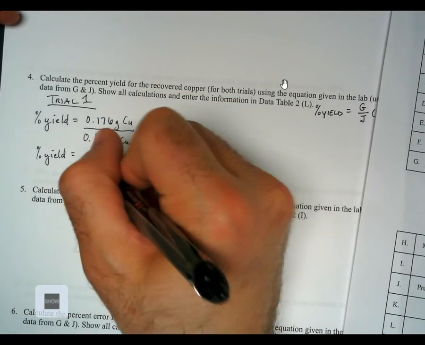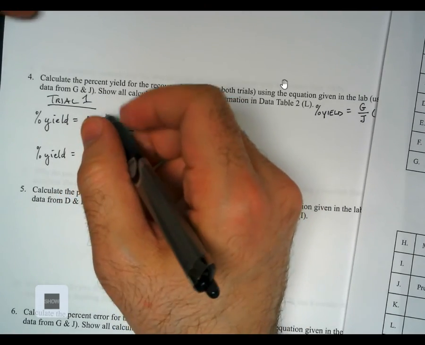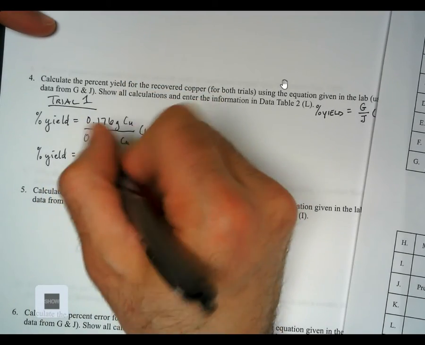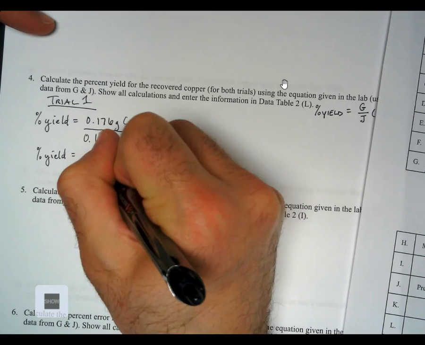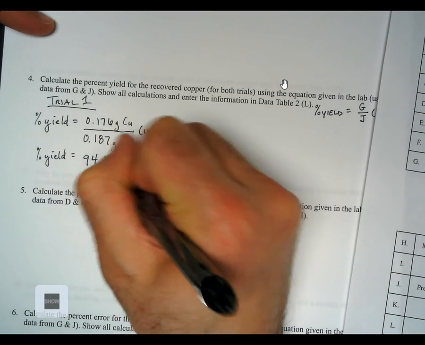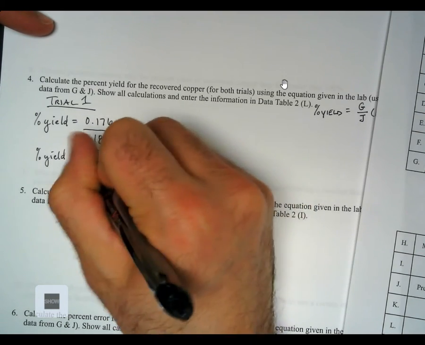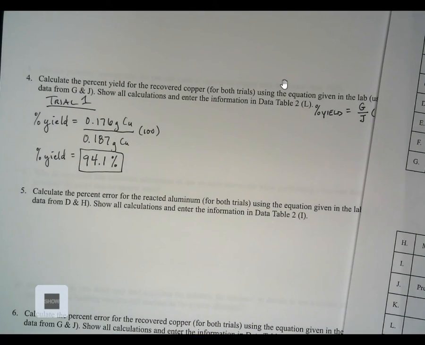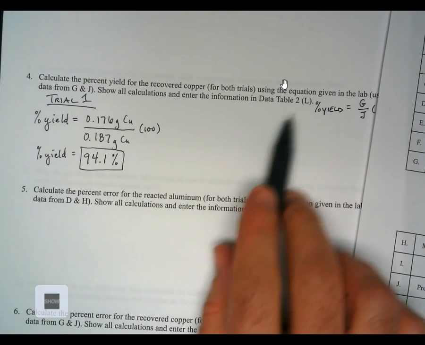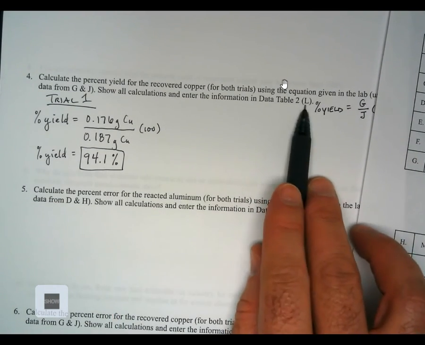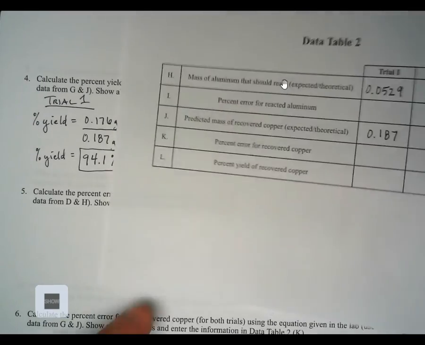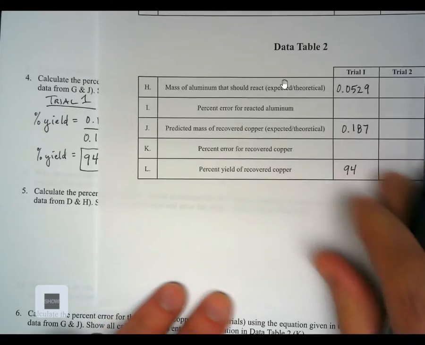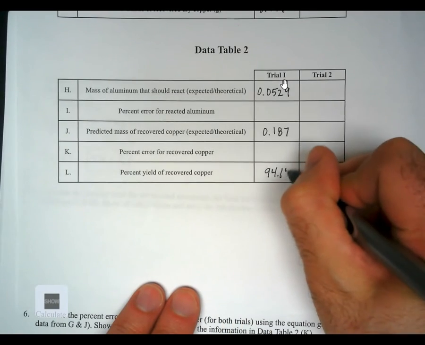Okay, and now if it's over 100, that's okay. Most people's usually are over 100, and we'll talk about that on Thursday a little, but this one happened to not be. But many times people's are over 100. Actually, literally all the other ones I've done, both yesterday and today, have been over 100. Okay, we're going to put this number in data table 2 in spot L. So data table 2, spot L, that's our percent yield for our copper. And put that there.